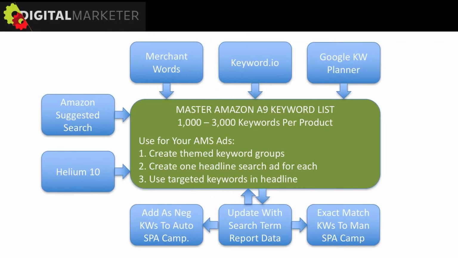So just going back here, before we were looking at how to get keywords for our sponsored product ads and our AMS ads; here we're talking about how to get keywords for search. Basically the same. Merchant Words is one of my favorite keyword tools. I also use Keyword.io, Google Keyword Planner, the Amazon suggested search, which is when you start typing it in and the little list of suggestions comes down, and Helium 10, which I showed you before. And then that's just the strategy of using automated and manual campaigns.